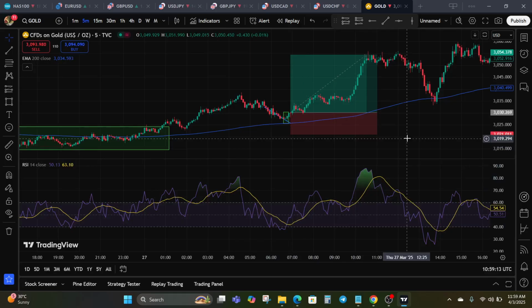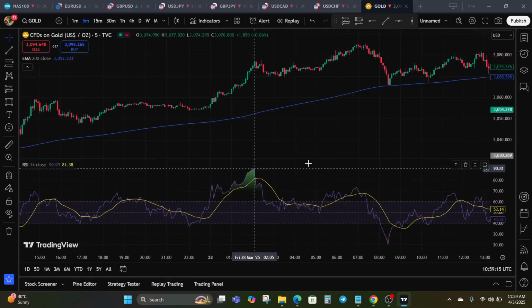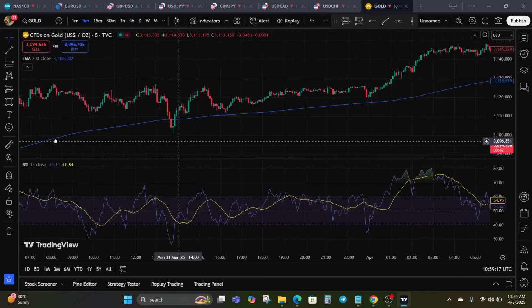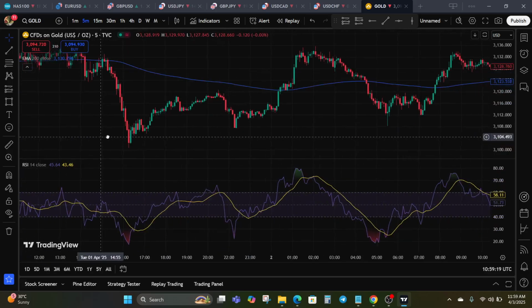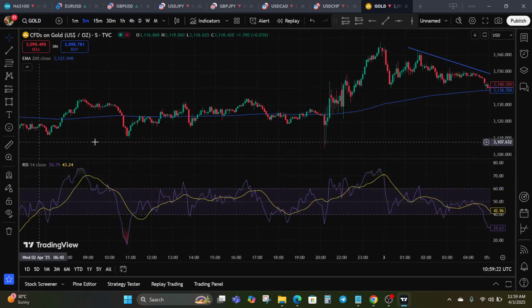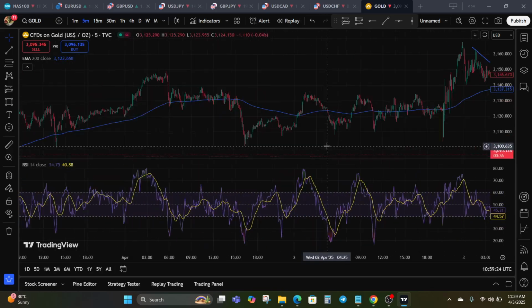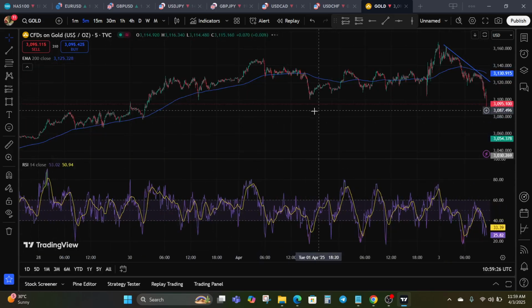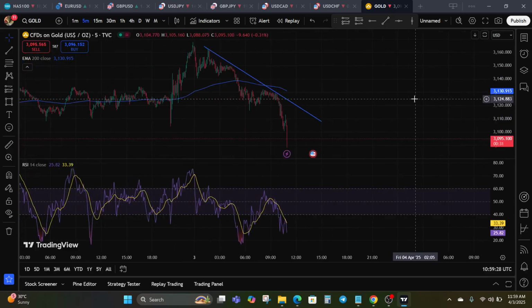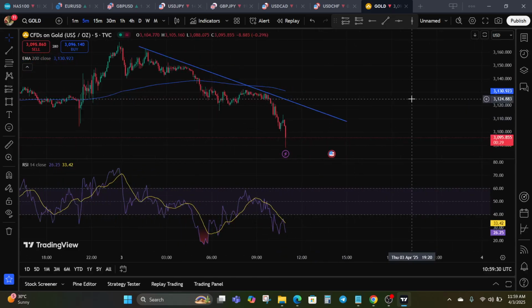Now for a sell trade, price must be below the 200 EMA. Ensure that you have a sell trend. Remember that this strategy is for a trending market. It is not for a ranging market.